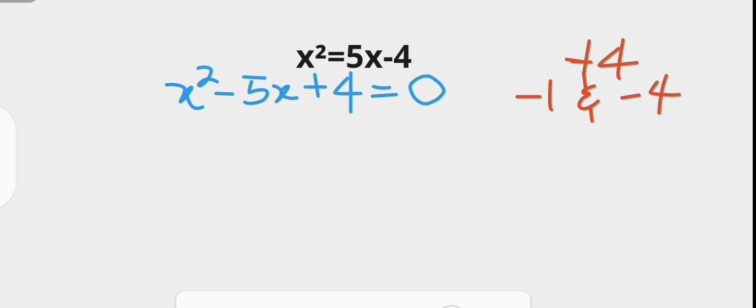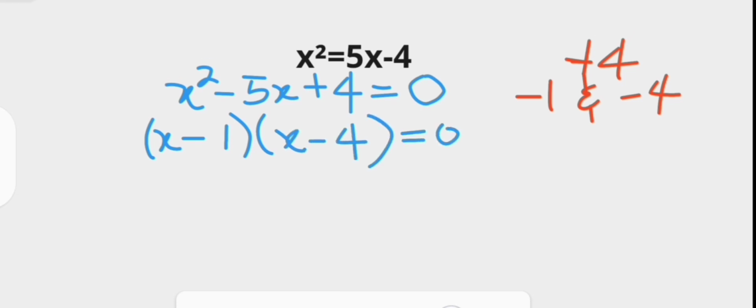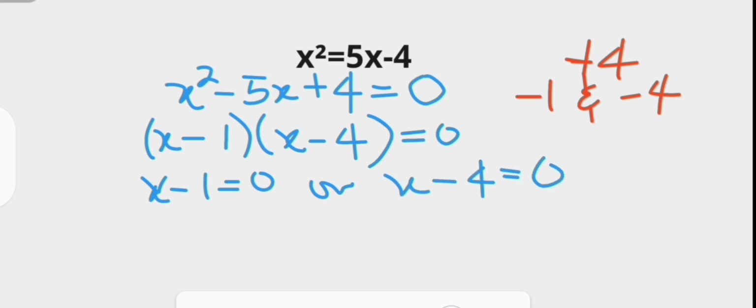Factoring the left hand side straight away is going to be x minus 1 times x minus 4, and that is equal to 0. Then applying the zero product property, x minus 1 could either be 0 or x minus 4 is 0. When x minus 1 is 0, adding 1 to both sides will give us x equals 1, and adding 4 to both sides for the second one will give us x equals 4. So the solutions, which we also call the roots of the quadratic equation x squared equals 5x minus 4, are x equals 1 or x equals 4.